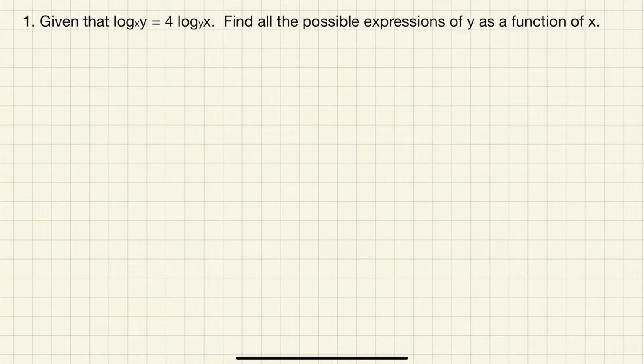Question 1. Given that log base x of y is equal to 4 log base y of x, find all the possible expressions of y as a function of x. Here, we'll first use an extension of the change of base rule in the formula booklet to get the equation log base x of y is equal to 4 over log base x of y. We can do this because a logarithm multiplied by the same logarithm with the bases switched around will get you 1.